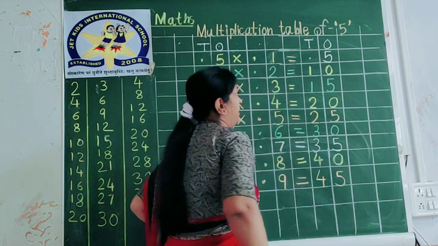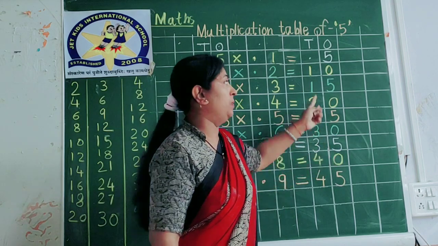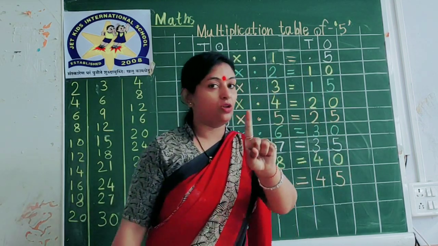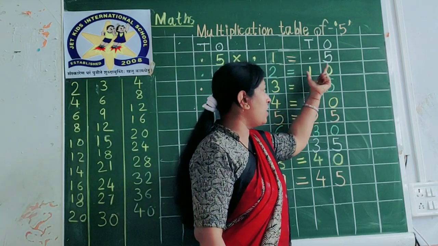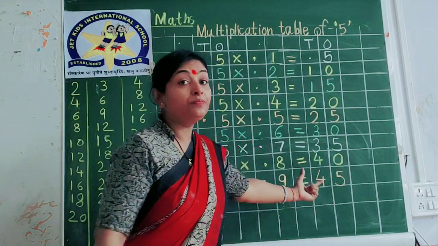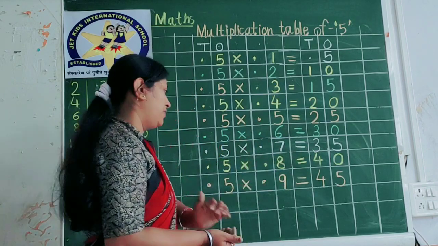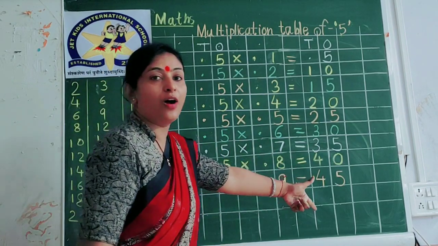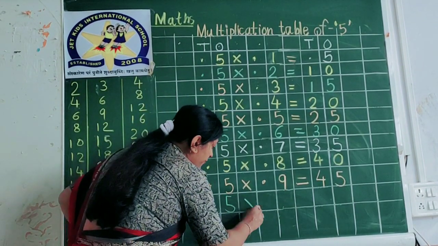45. See, I am writing from 10. I have started writing in tens column, and for 5 I have written in ones column. It means that is only one digit number, and after that we have taken 2 digit numbers. That's why we have utilized the tens column. Fine kids, very good. 5 9s are 45, and next is 5.